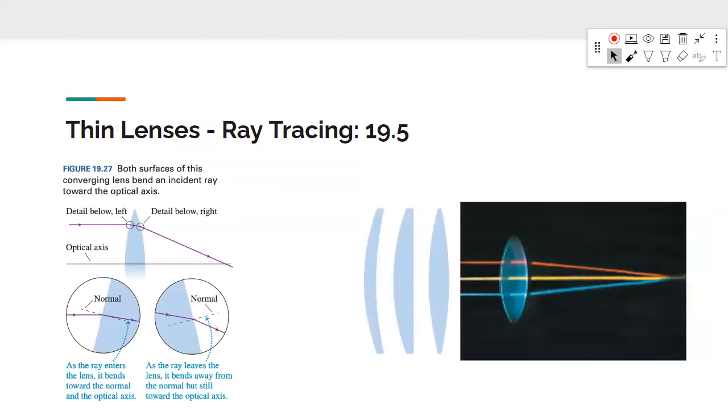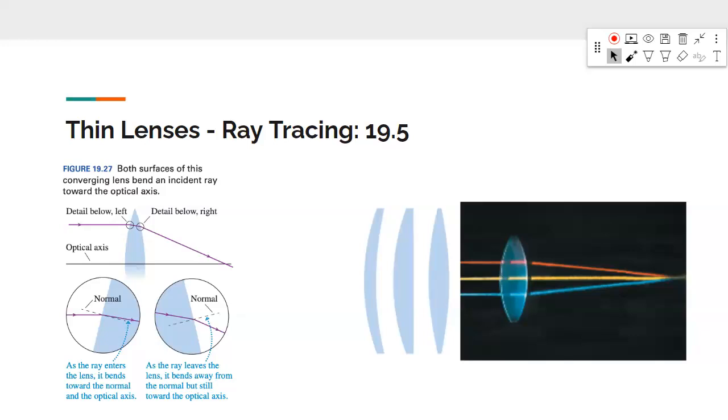We're going to abstract that all away, and we'll be left with what are known as thin lenses. So a thin lens is a piece of some transparent material, usually glass, but not always, that causes light to bend. And based on the curvature of the surface, that changes where the normal line is.